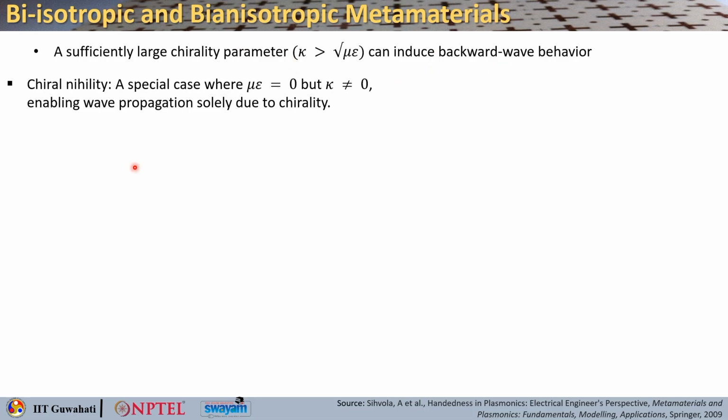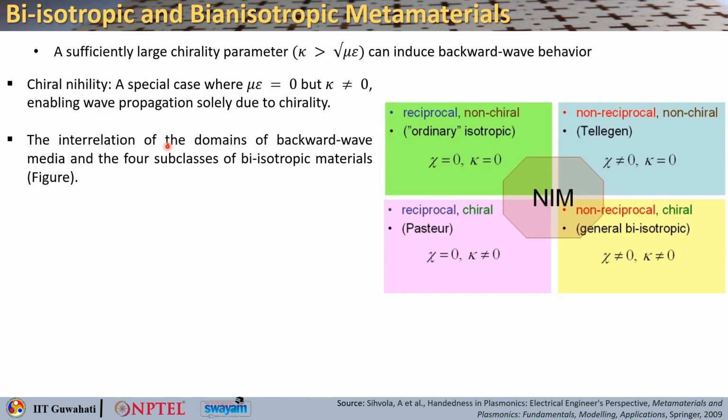So, you need to understand the extreme case in this respect is the so-called chiral nihility, where the chirality will disappear, right. That is the special case where epsilon and mu become 0, but your kappa is non-zero. That means the medium will still possess a non-zero chirality parameter. So, that enables wave propagation solely because of the chirality, right.